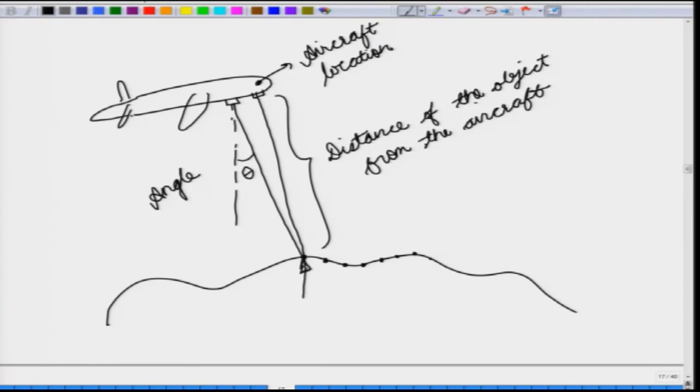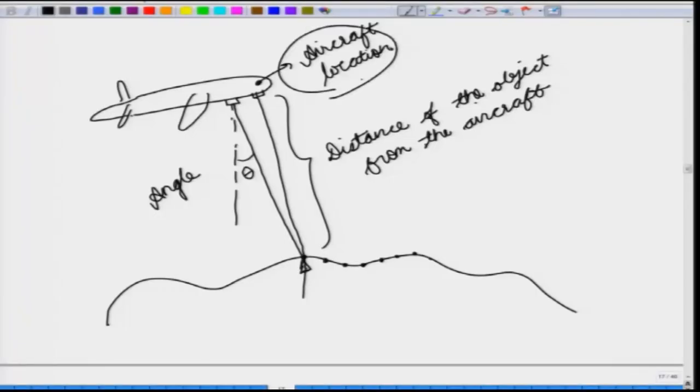And similarly, when you do this again and again, you will know the locations of all the points on the surface. So, this is the general concept of the LiDAR. Now, the first thing to know is the aircraft location. Now, to know the aircraft location, we make use of two things. One is a GPS and the second is an IMU.